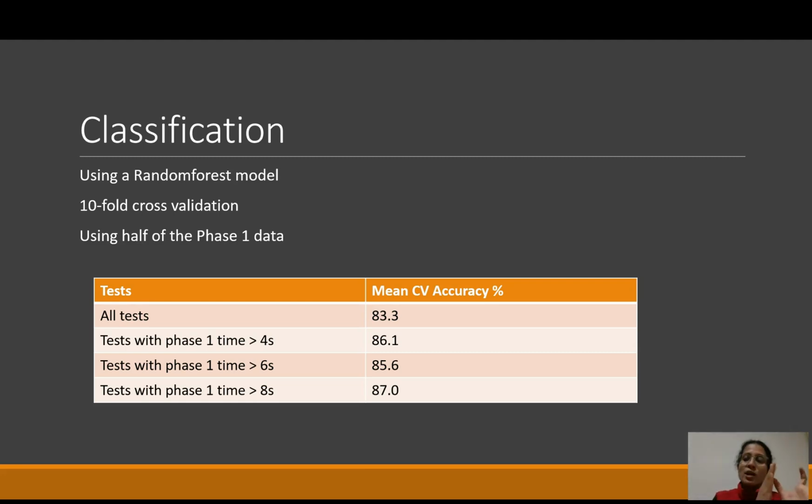Again, we only used half of the phase 1 data because one of the goals was to predict it before it happens. So there should be some time for us to predict it.